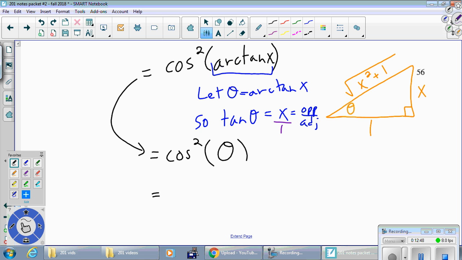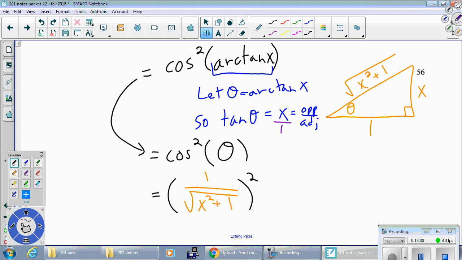So here we go. Cosine squared, all right, so cosine, we're going to put in the parentheses, and then we're going to square it. So we know cosine is adjacent over hypotenuse. So look at this right triangle and read the adjacent divided by the hypotenuse. So the adjacent side to the theta is 1, divided by the hypotenuse, which is square root of x squared plus 1.